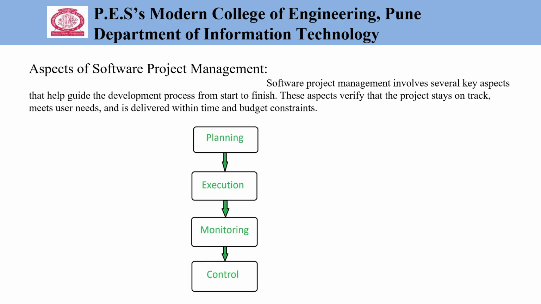So what are the aspects of software project management? These are the phases: planning, execution, monitoring and control. Software project management involves several key aspects to help guide the development process from start to finish. These aspects verify that the project stays on track, meets user needs and is delivered within the time and budget constraints. So first planning, then execution, then monitoring and control.